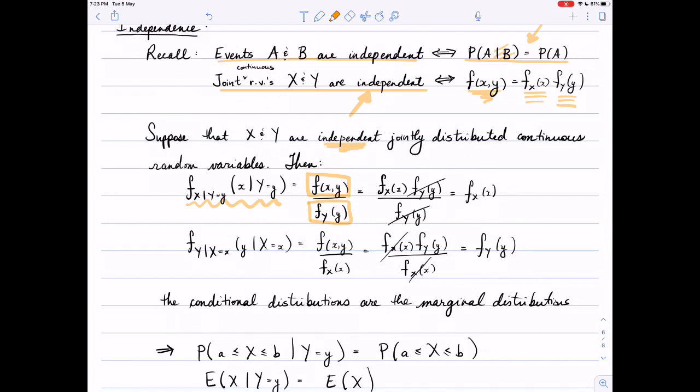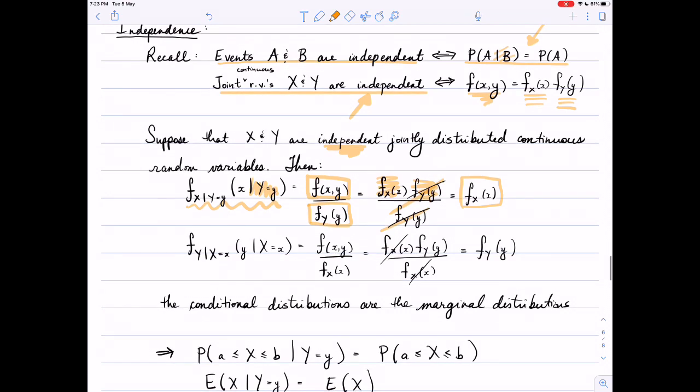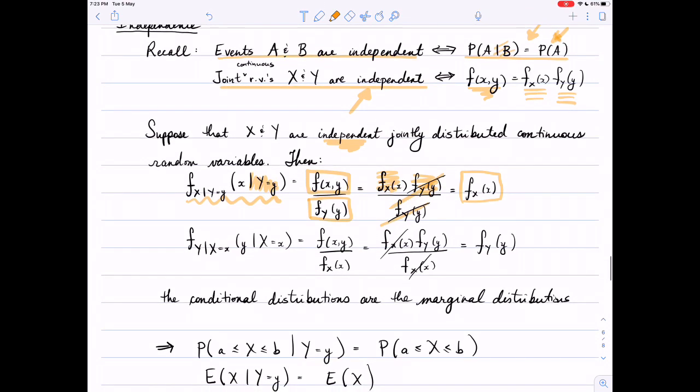If x and y are independent, then the joint density is the product of the marginal densities. And guess what happens? The marginal density of y cancels out. And so I have the marginal of x, as if the given y equals y didn't matter. The same idea that you had for independence of events.